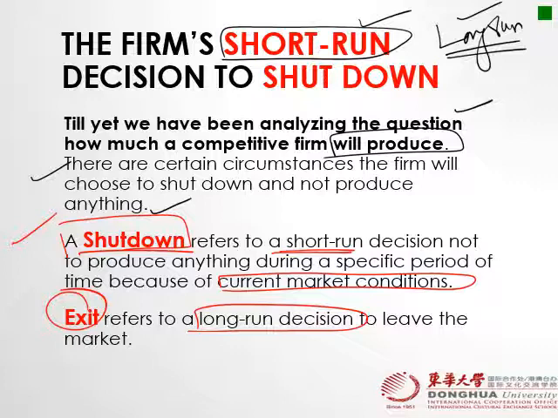So remember, shutdown is a short run strategy in which you close down your factory temporarily according to the current market situation. Whereas exit is a long run decision in which you permanently leave the market and decide that this business is not lucrative for us, and we are permanently deciding to close down our factory for good. Okay, let's shed some light on the short run.